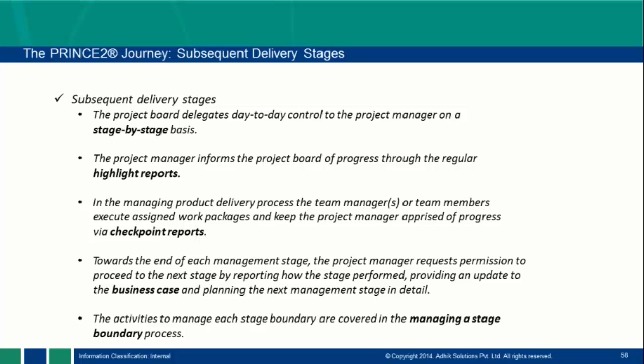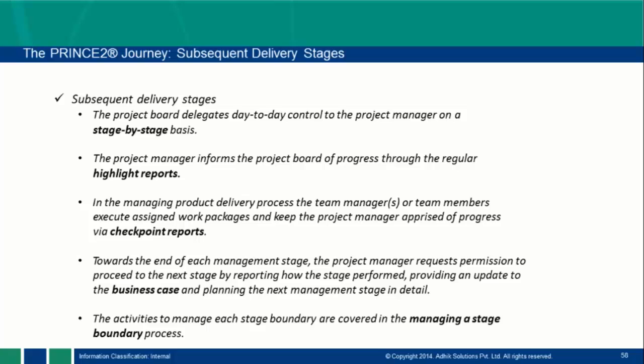So towards the end of each management stage, the project manager requests permission to proceed to the next stage by reporting how the stage performed, providing an update to the business case and planning the next management stage in detail. After every stage end, after every stage successful close, the project manager will provide the detail to the project board.